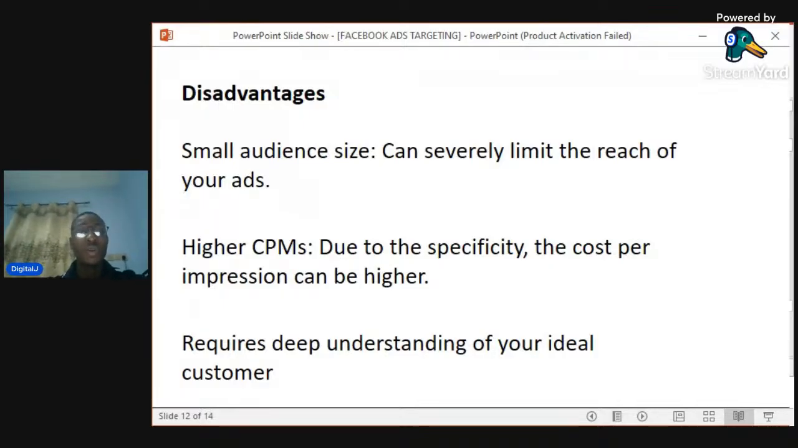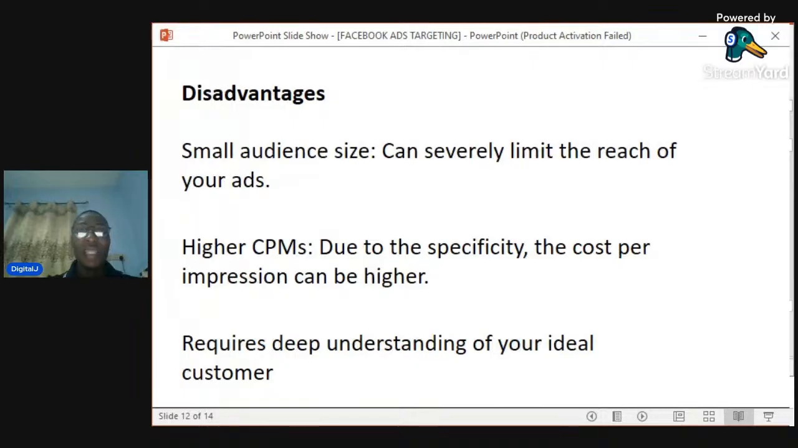Majority of the work is not done on your ads manager itself. Majority of the work is done outside your ads manager. What do I mean? Before you come and say, I want to use this money to run ads, you have to properly do your research. What is the language of my audience? How do they react to messages? How can I get to them?